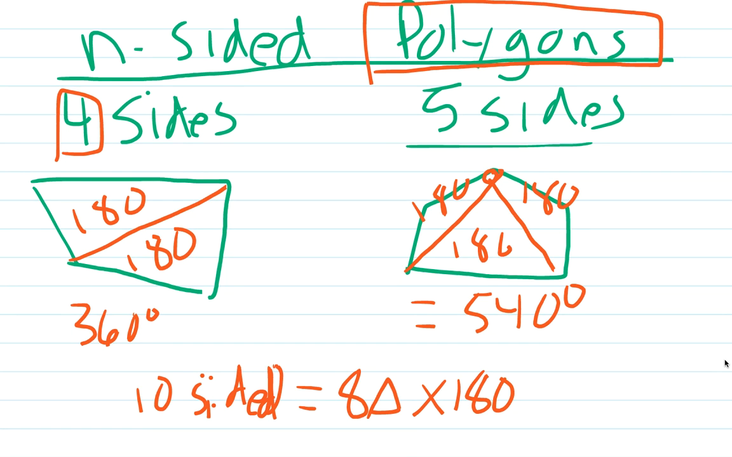If I'm looking at a 12-sided shape, for example, it will fit 10 triangles, and each triangle is 180. So that's the way that works. Okay, add a side, you add another triangle.